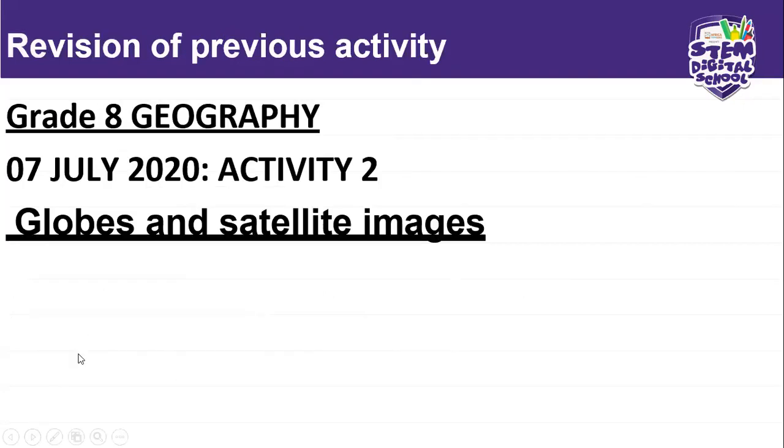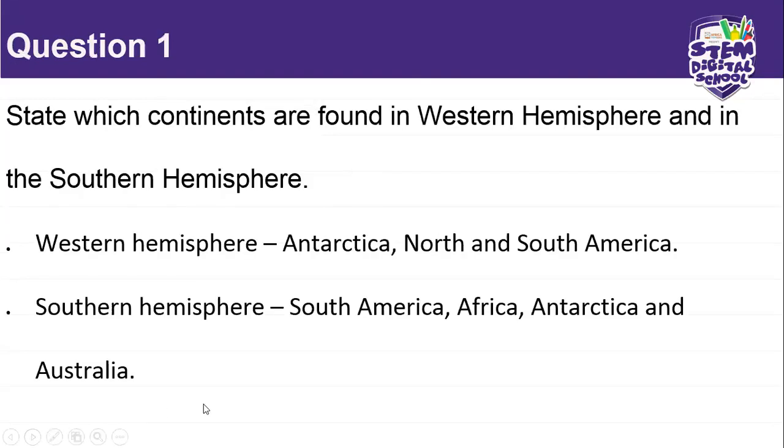Let's revise the previous activity that I gave you, the homework. Did you do the homework? So let's start with question 1. State which continents are found in the Western Hemisphere and in the Southern Hemisphere.